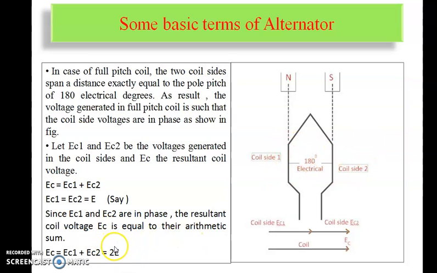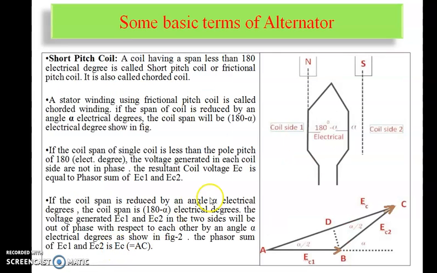Okay, now we'll move to the short pitch coil. A coil having a span less than 180 electrical degrees is called a short pitch coil or fractional pitch coil. It is also called a chorded coil. Previously, the coil span was 180 degrees.